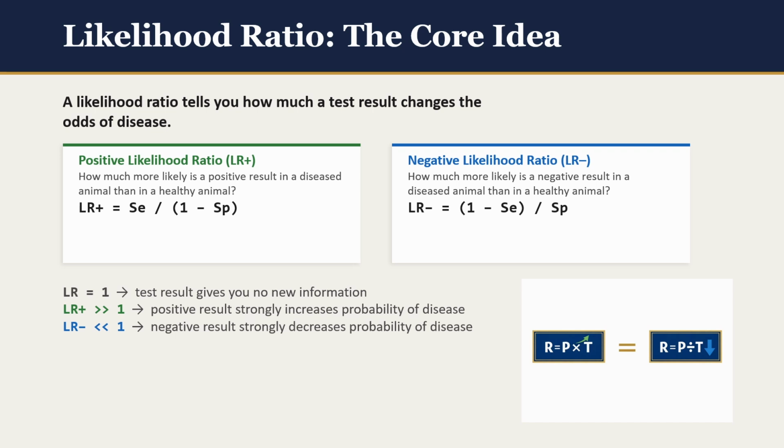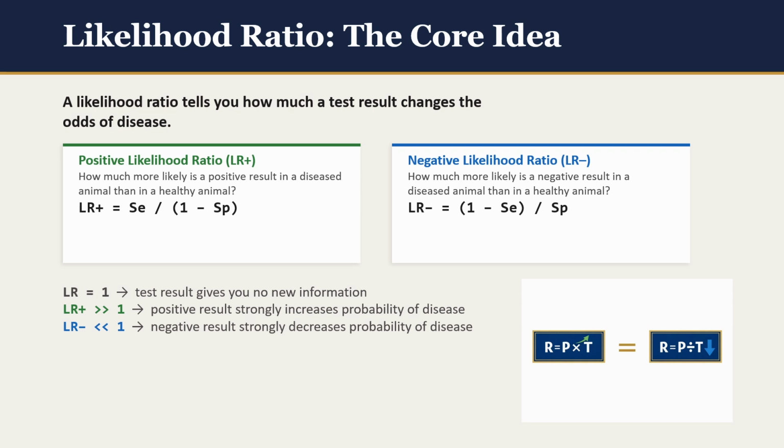The reference point is always 1. An LR of 1 means the result gives you no new information. A positive is equally likely in sick and healthy animals, so it does nothing to change your probability estimate. LR plus values greater than 1, and ideally much greater, mean a positive result increases the odds of disease. LR minus values less than 1, and ideally much less, mean a negative result decreases the odds.